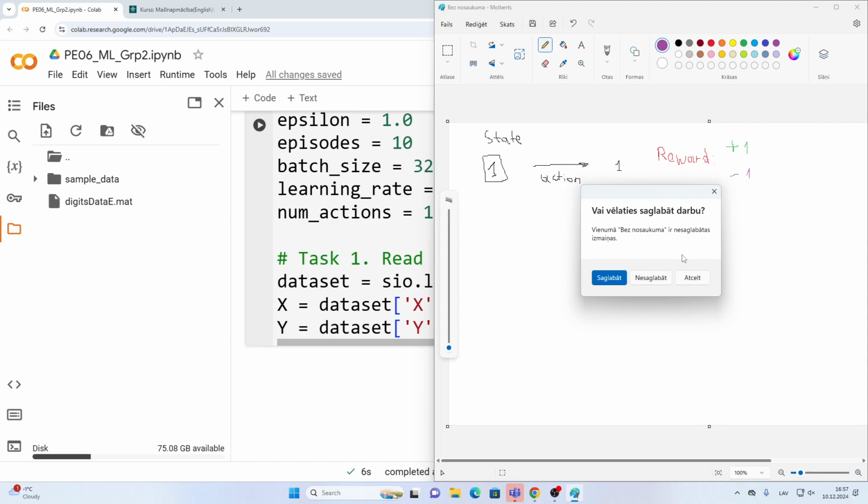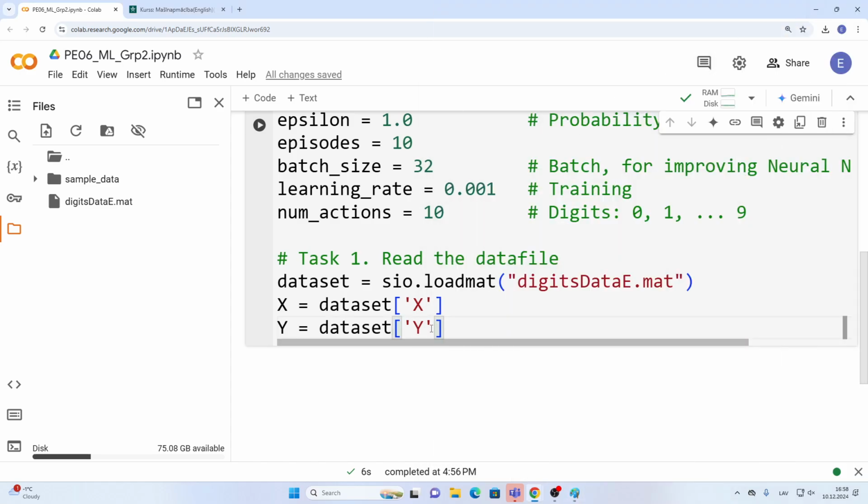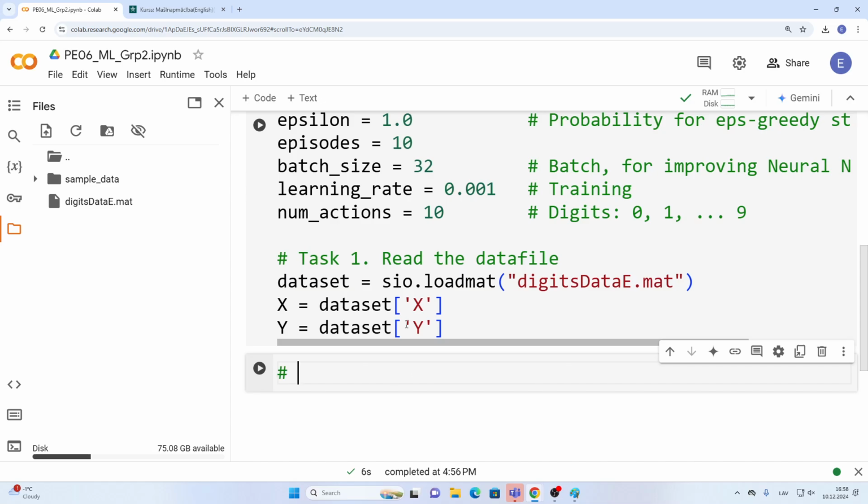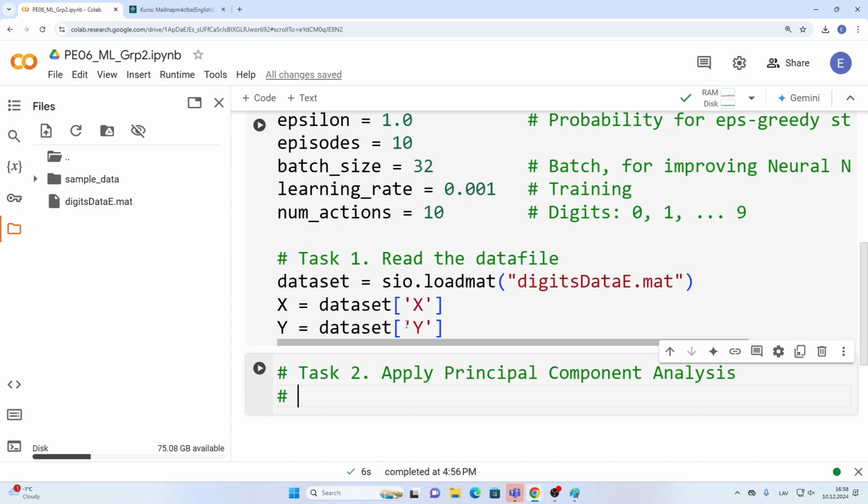For that, we will use something called principal component analysis. So task 2, apply principal component analysis to reduce dimensionality of data. In a sense, you can think of it as a data processing algorithm that makes your data more compact and more informative for the algorithm.